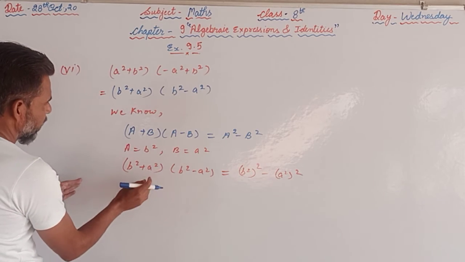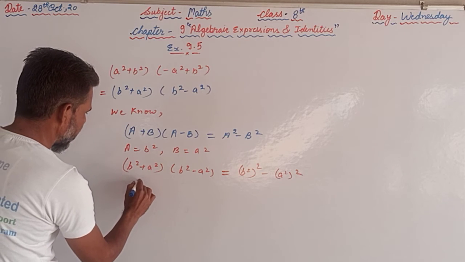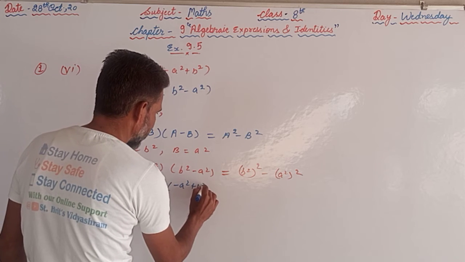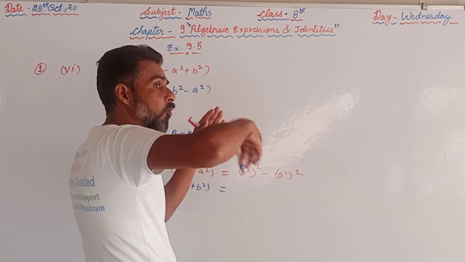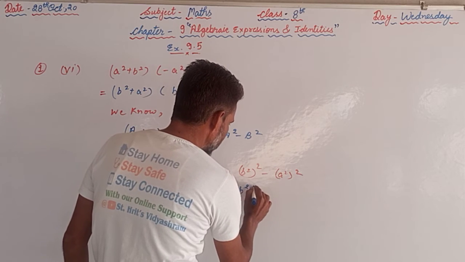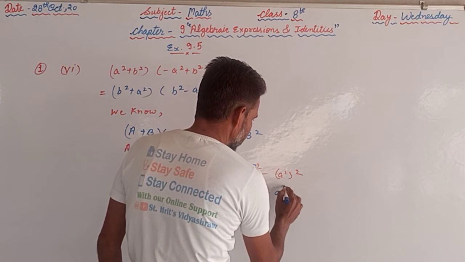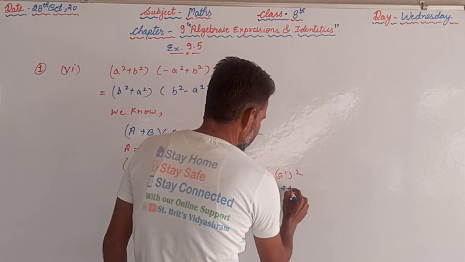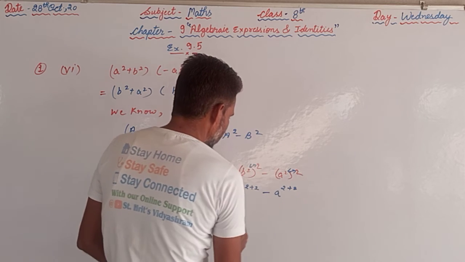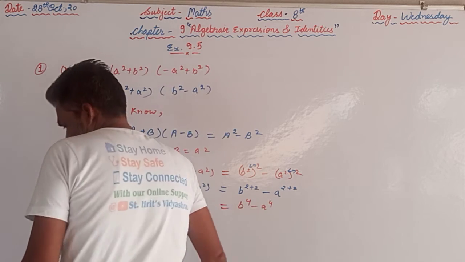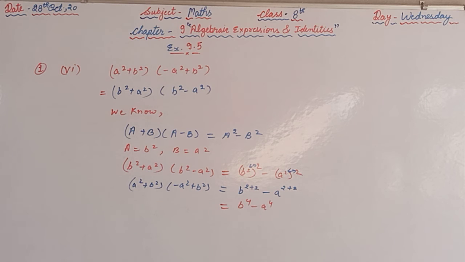So, now we can use the original form, that is a square plus b square and minus a square plus b square, and the answer will be (b square) whole square, means b raised to power 2 plus 2. We are supposed to add the powers, minus a raised to power 2 plus 2, again we are supposed to add the powers, and the answer will be b raised to power 4 minus a raised to power 4. That will be the answer of this question. So, like this we can proceed.